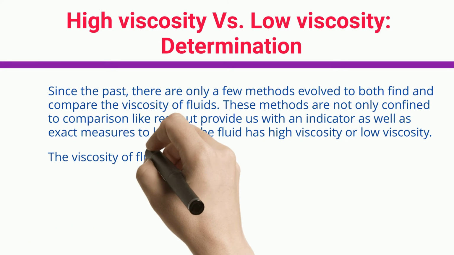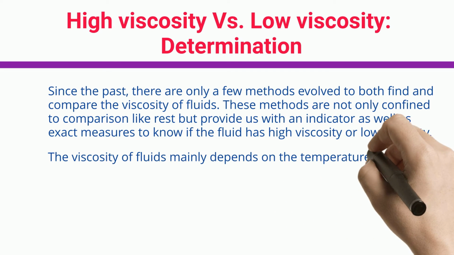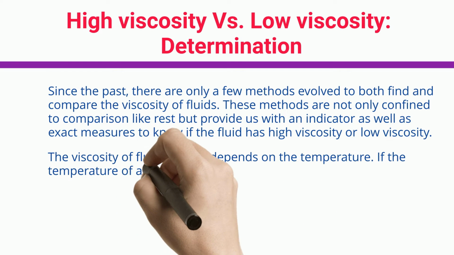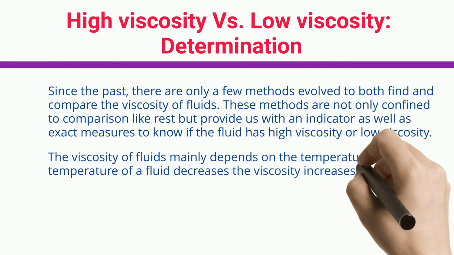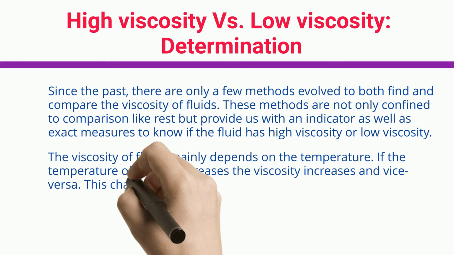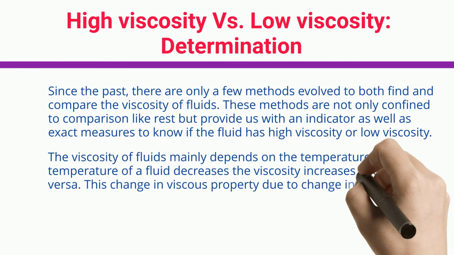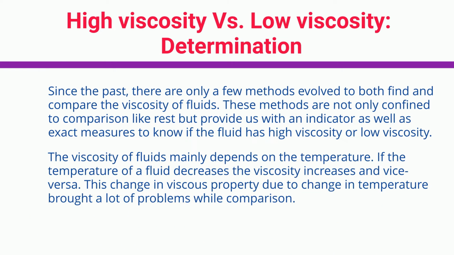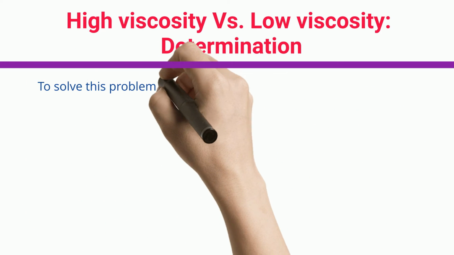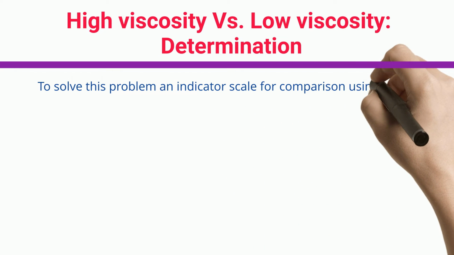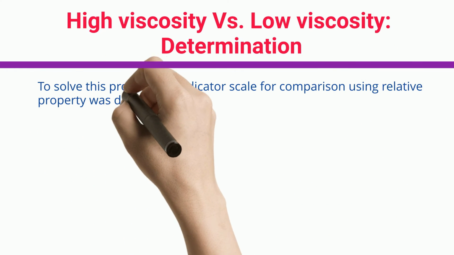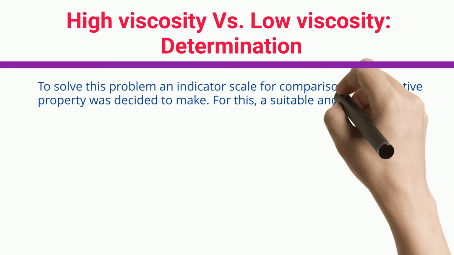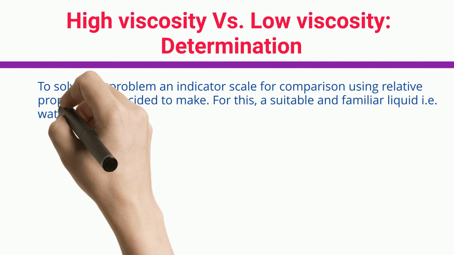The viscosity of fluids mainly depends on the temperature. If the temperature of a fluid decreases, the viscosity increases, and vice versa. This change in viscous property due to change in temperature brought a lot of problems while comparing. To solve this problem, an indicator scale for comparison using a relative property was decided upon. For this, a suitable and familiar liquid, i.e. water, has been chosen.